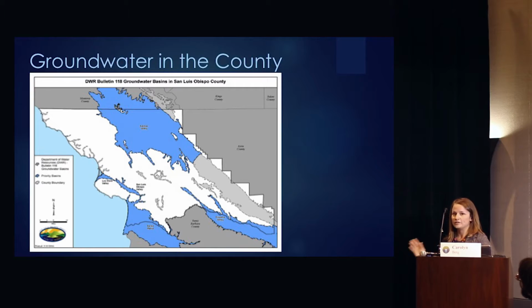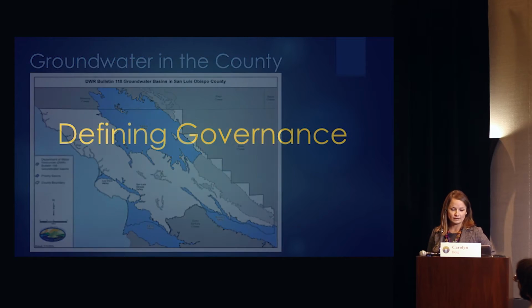So I'll be focusing most of my talk today on that upper northeast corner basin. It's the Paso Basin, part of the Salinas Valley. But I did just want to give you a flavor of how many different basins we're trying to deal with in our county and the variability of what's going on in all of those areas. So this is just to show you those areas, and if we have time at the end, we can talk more about those.